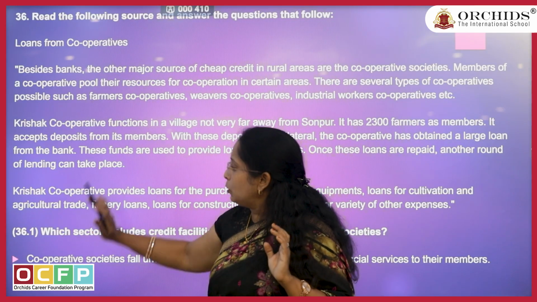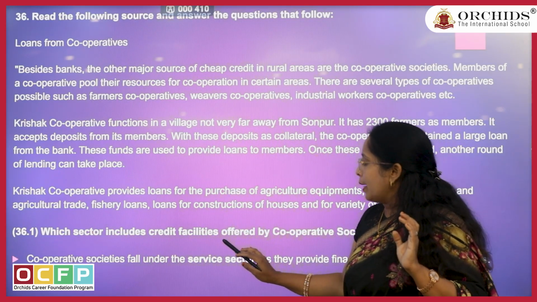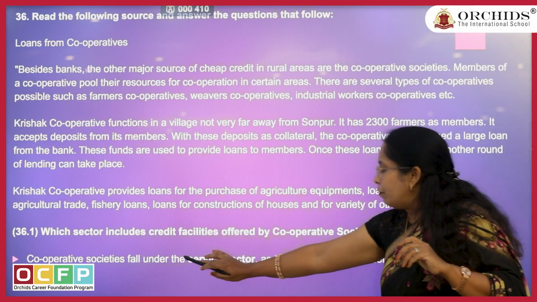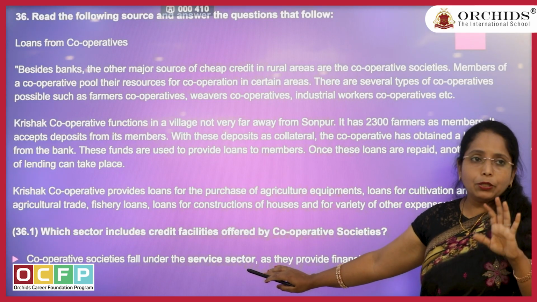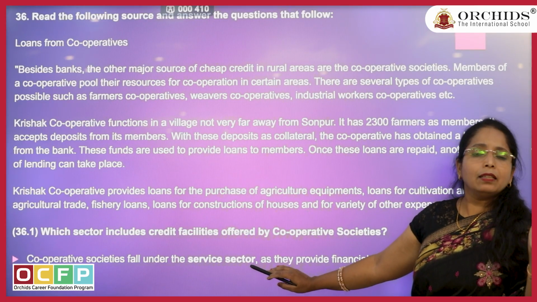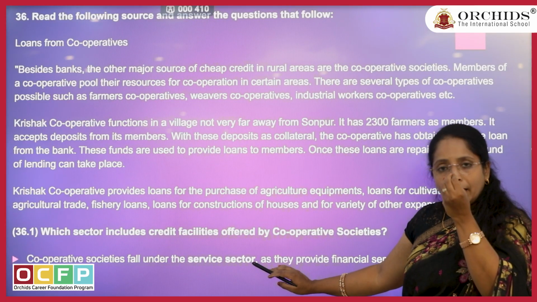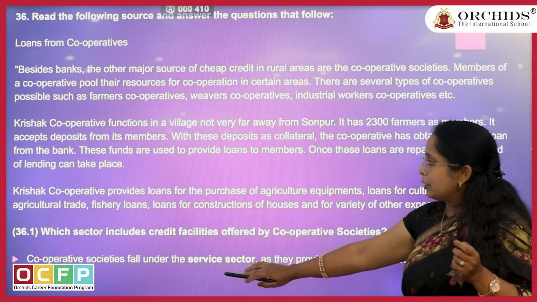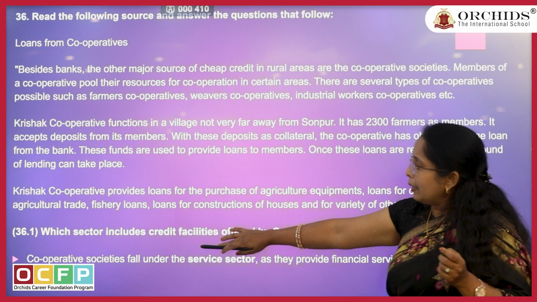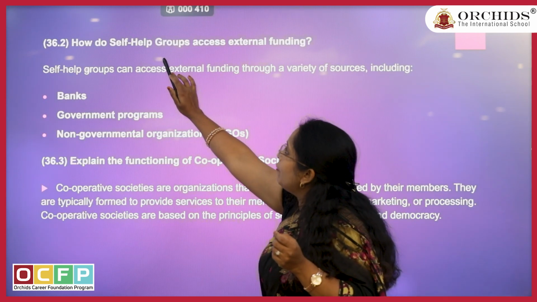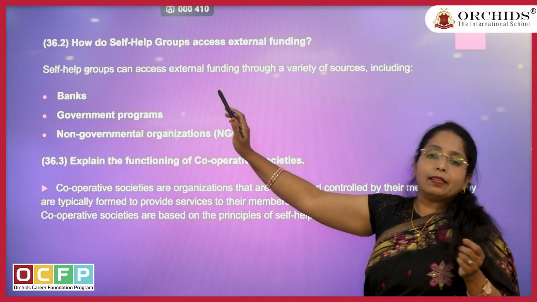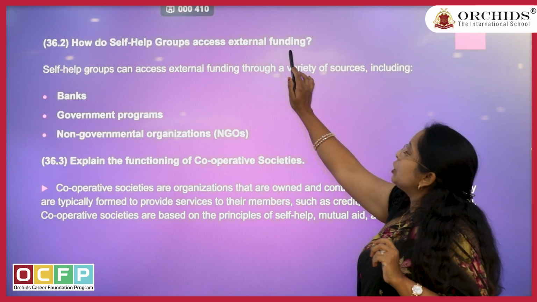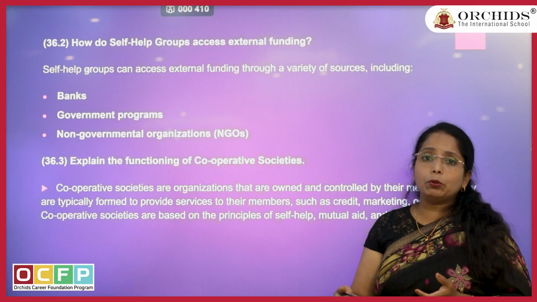Now, question number 36.1 is, which sector includes credit facilities offered by cooperative societies? The answer will be: it falls under the service sector. This you have to write at least 1 or 2 lines, showing how you have prepared for the examination for this particular topic. Then next, point 36.2 is, how do self-help groups, SHG, in shortcut we call them self-help groups, access external funding? Yes, they give the funding to the people.